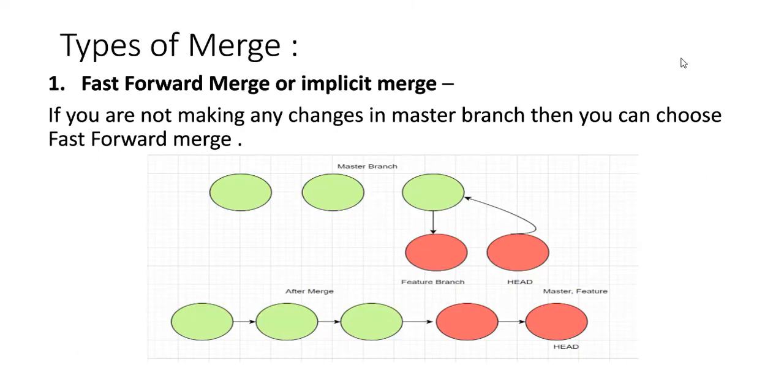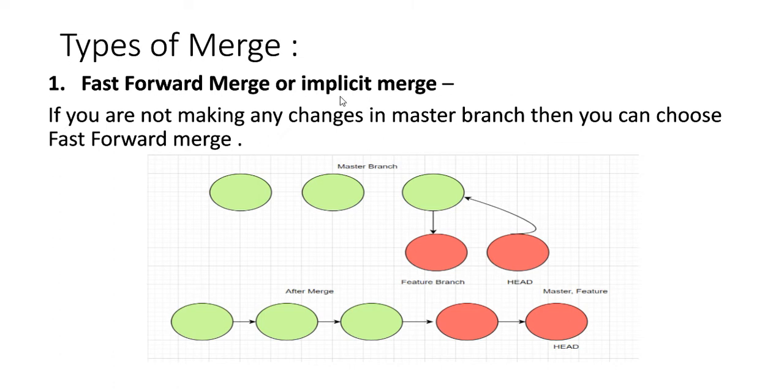There are a few types of merge which we use. First is the fast forward merge, or implicit merge. If you are not making any changes in the master branch, then you can choose fast forward merge. Basically this merge process uses a linear path.